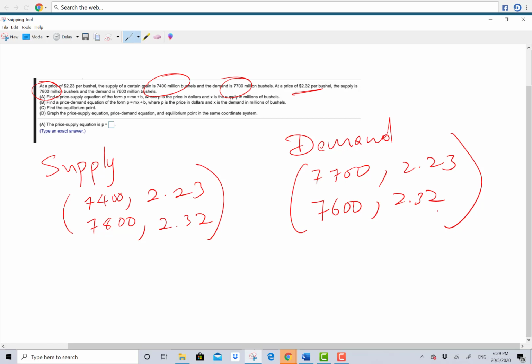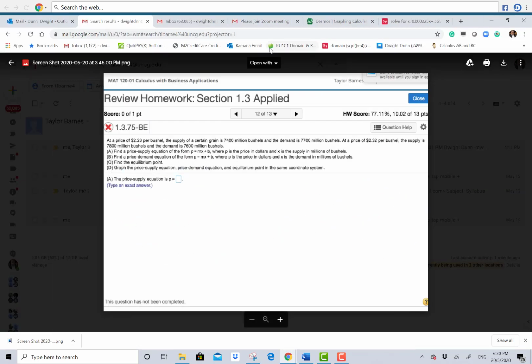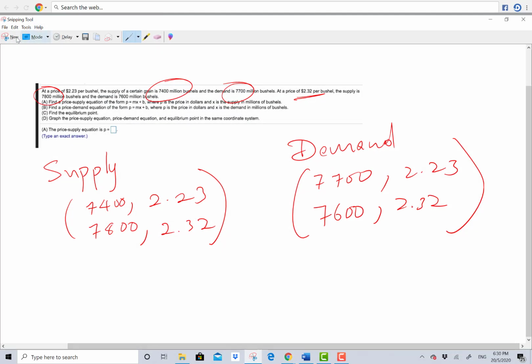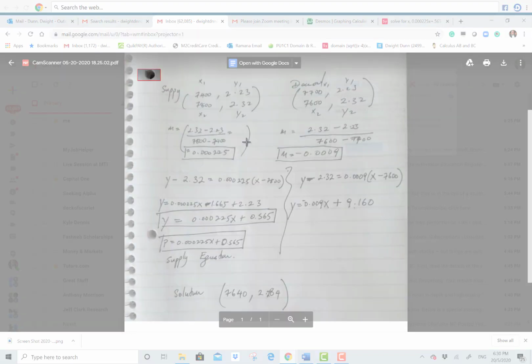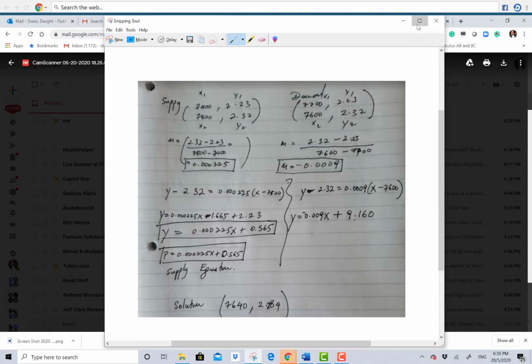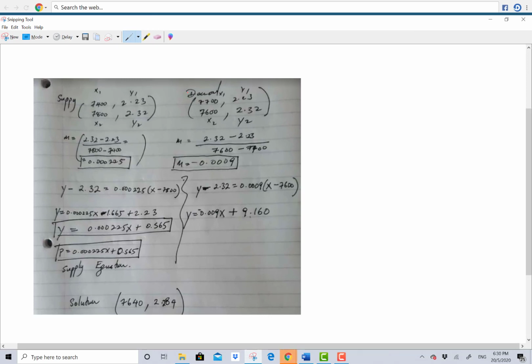So let's run through this real quick and see if we can get these values fast. To make life a little bit easier, I went ahead and did the calculation in advance to make the process quicker. If I go back to my email, I want you to see this clearly. We've got the coordinate pairs for my demand and supply.